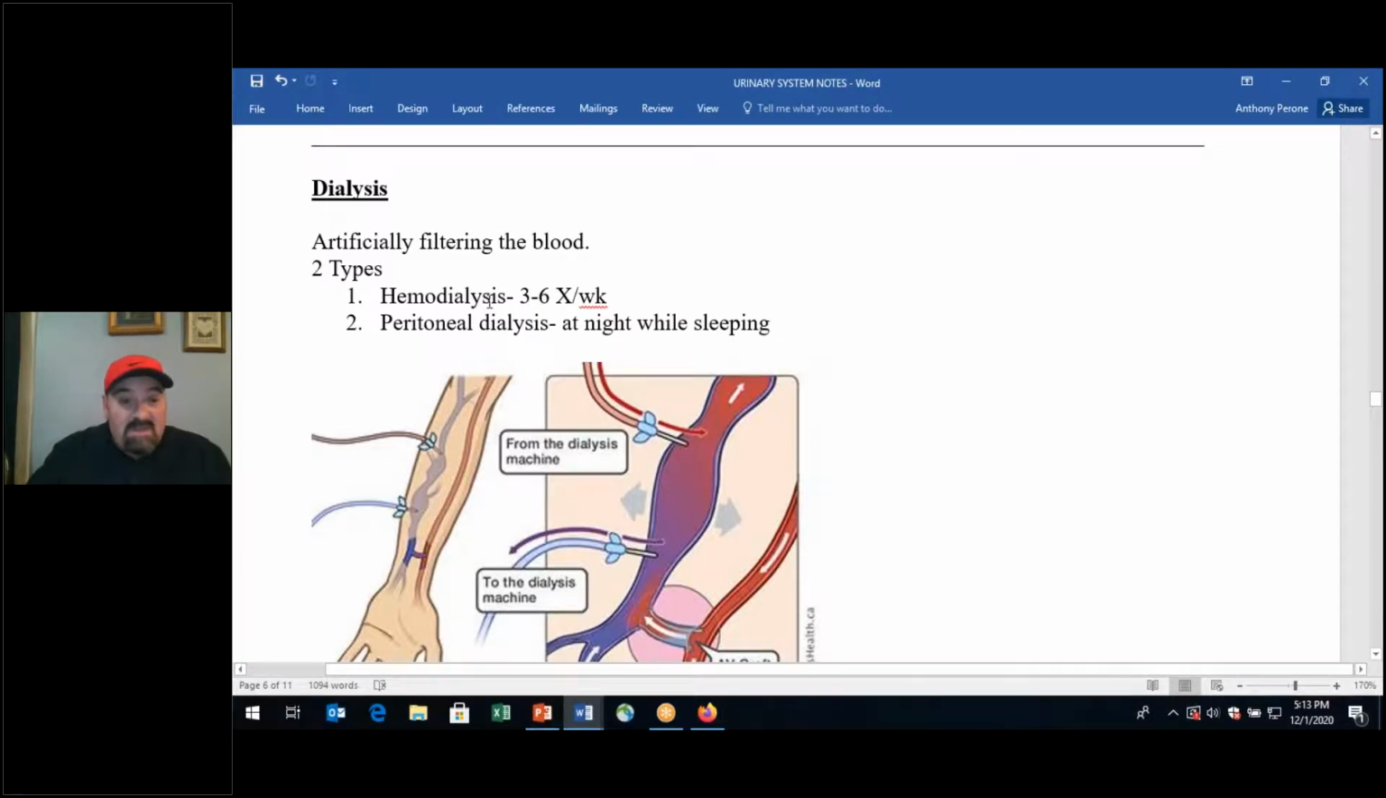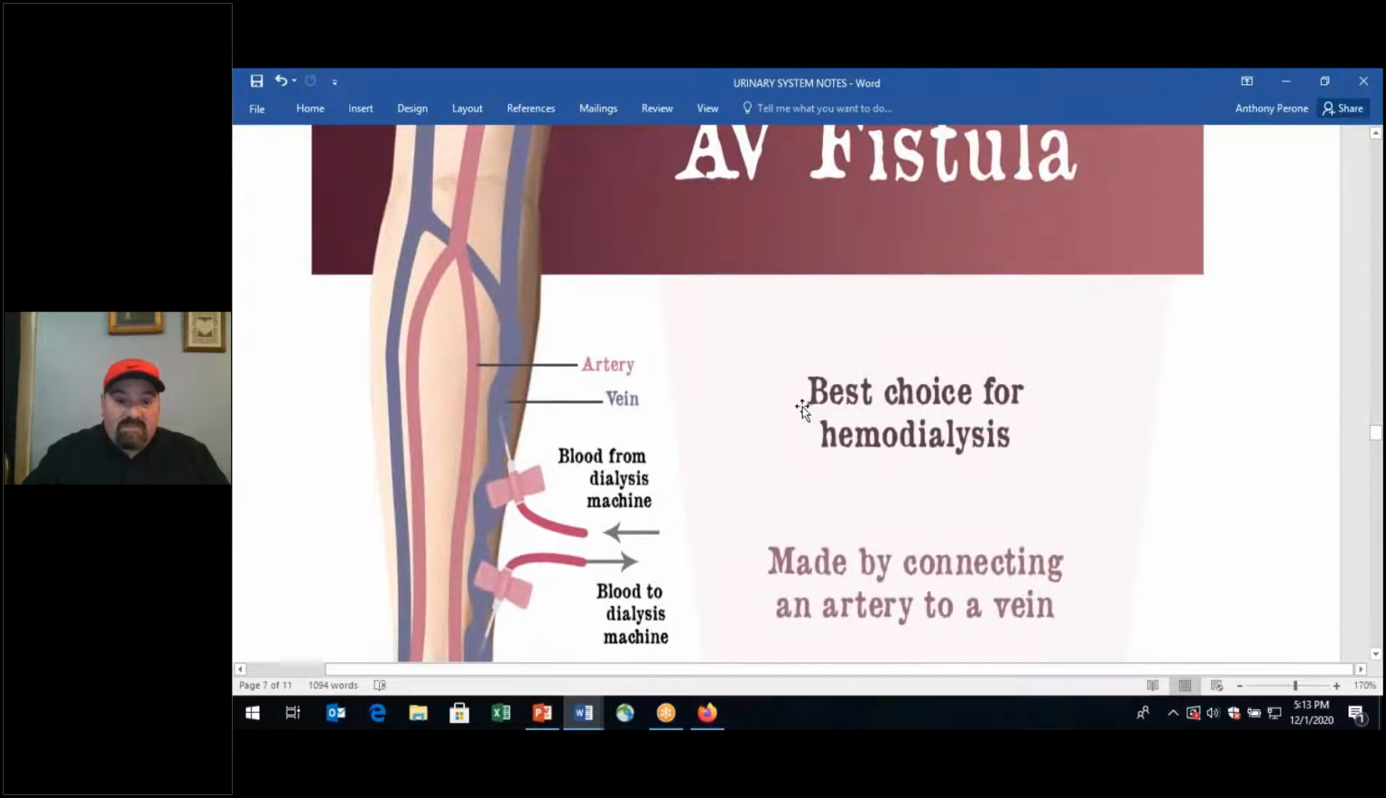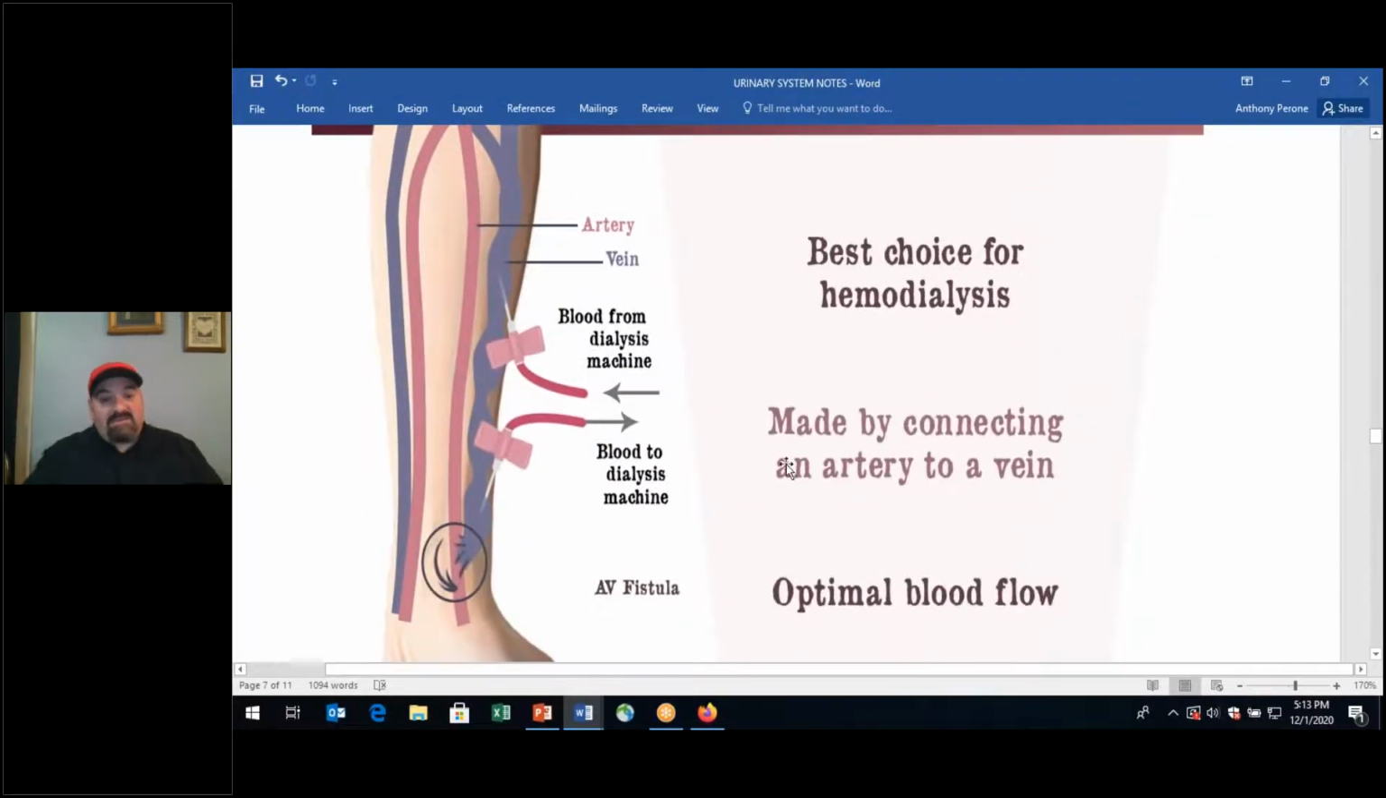I apologize, folks. Hemodialysis. This is where they've created either a graft or a fistula. You'll see here where they have access to this fistula, which is an AV fistula. This is an area where an artery and vein are connected. Blood is removed, filtered, and then returned back. Optimal blood flow is made by connecting an artery to a vein.